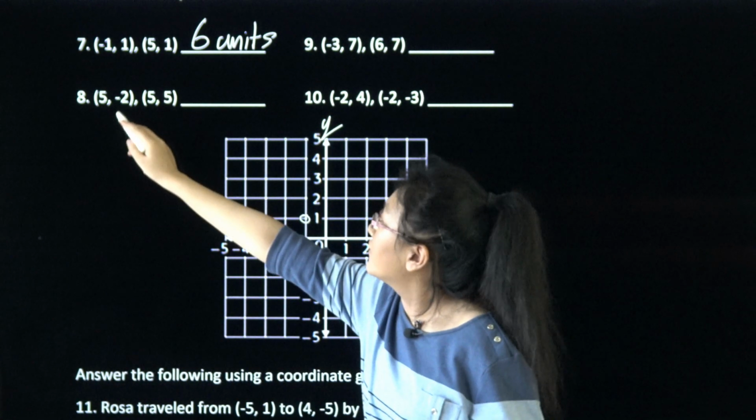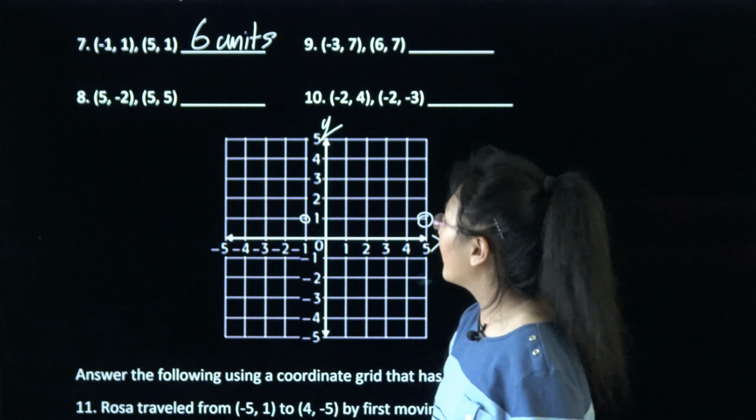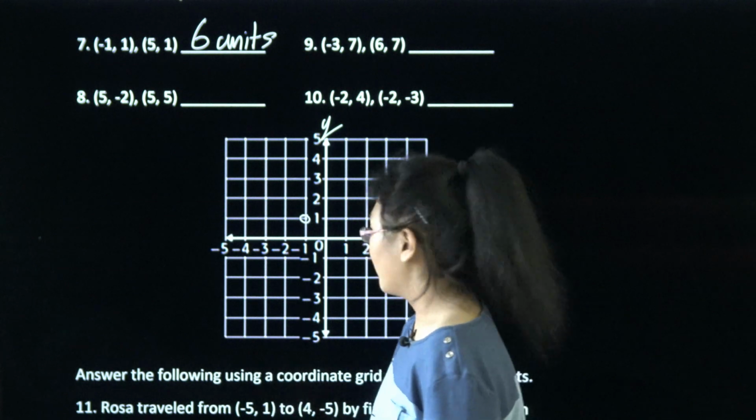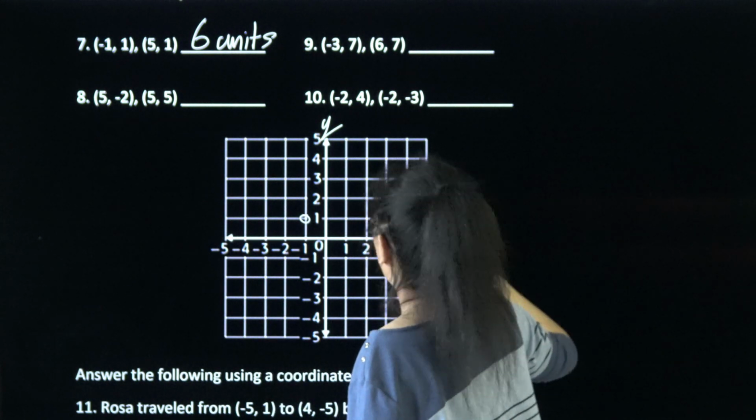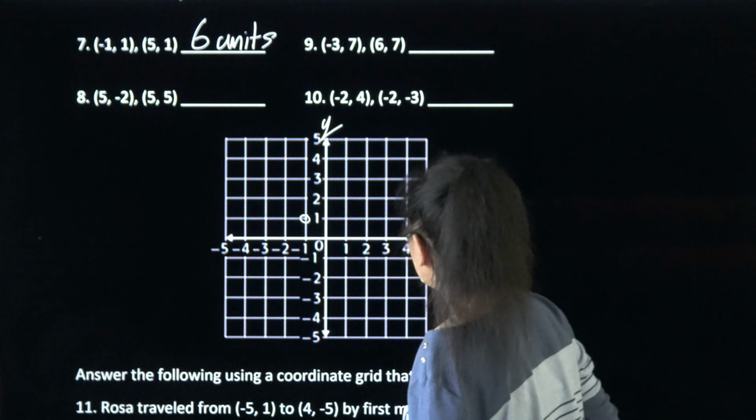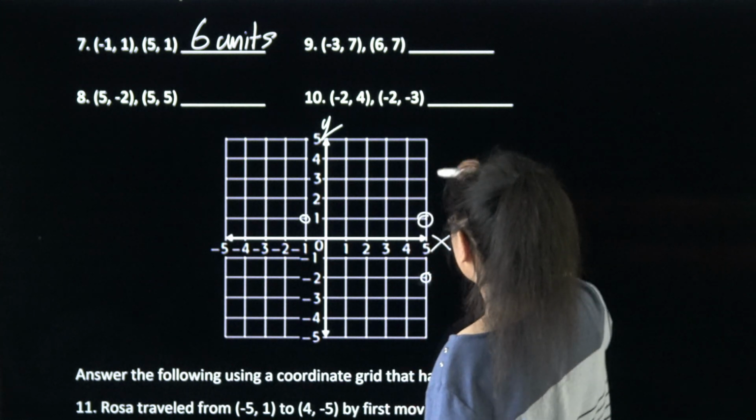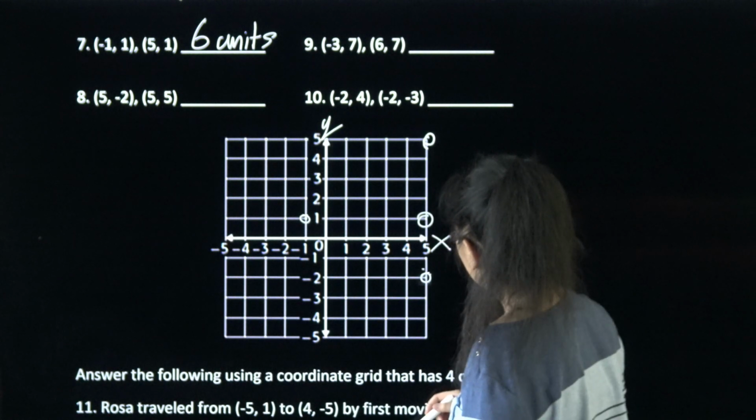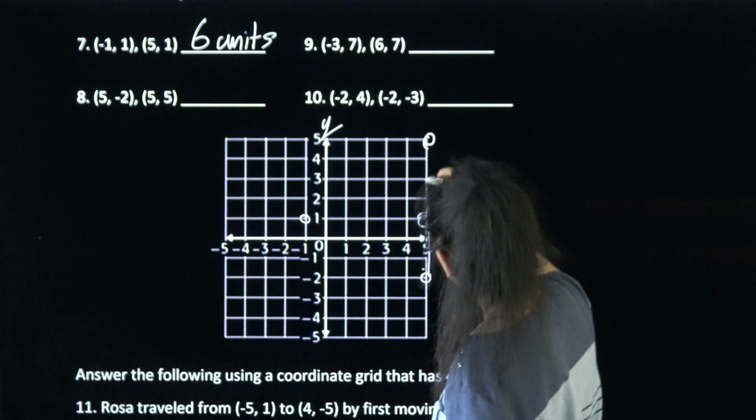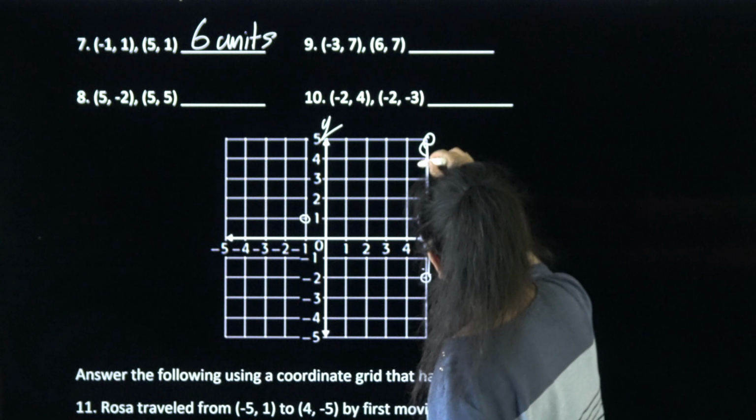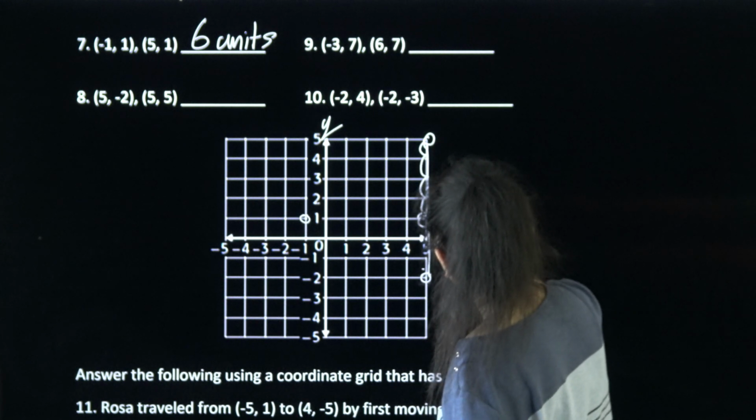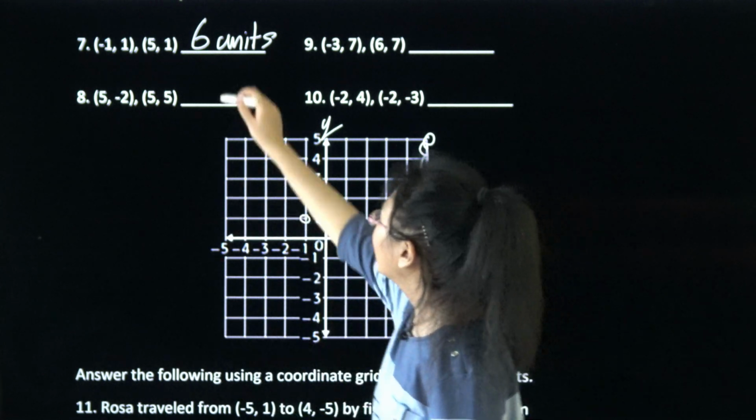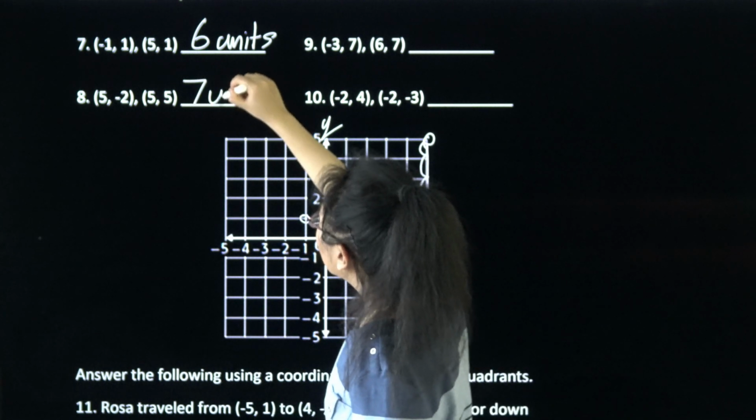And then we have 5, negative 2, and 5, 5. So that would be a vertical line because the x value is the same. So 5, negative 2 is here. And then 5, 5 would be here. This line would be 1, 2, 3, 4, 5, 6, 7. 7 units.